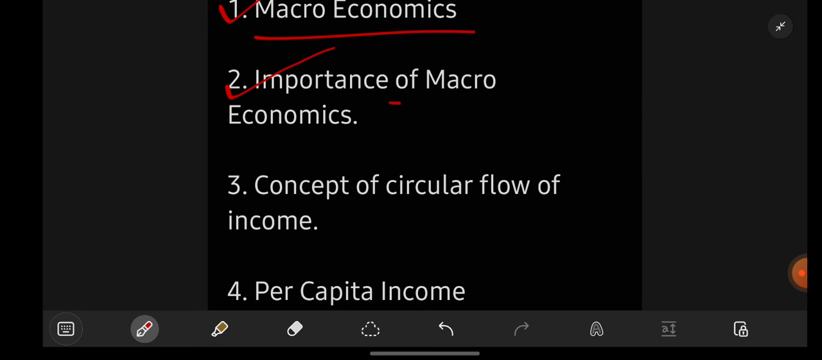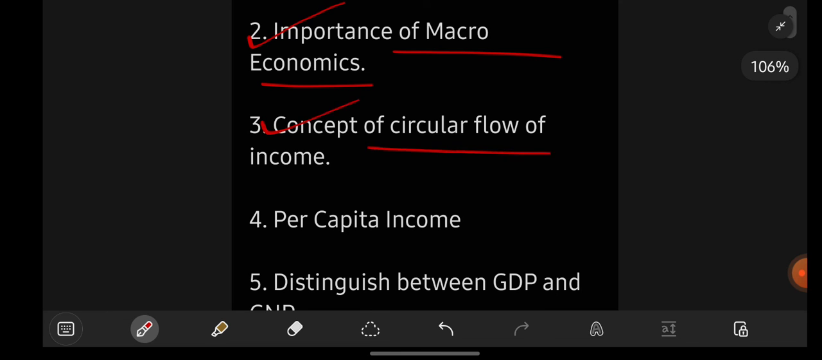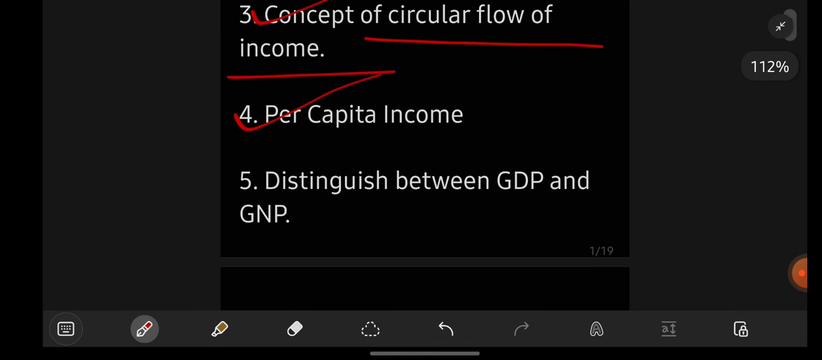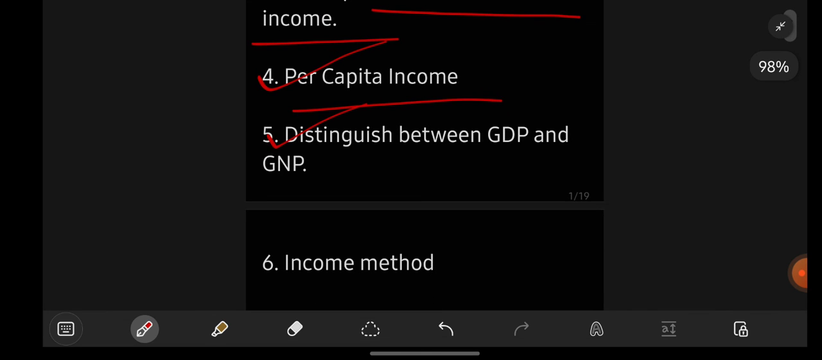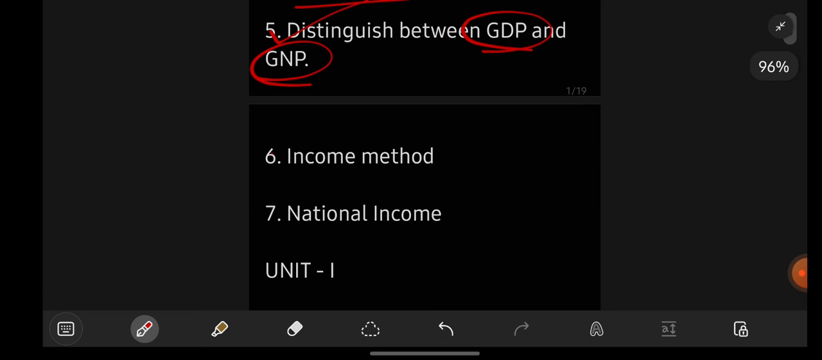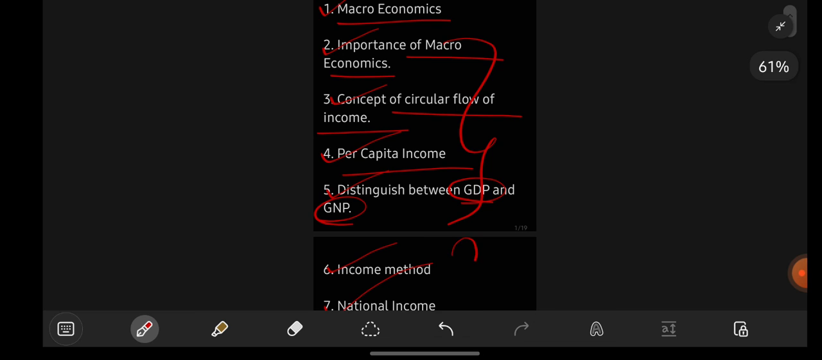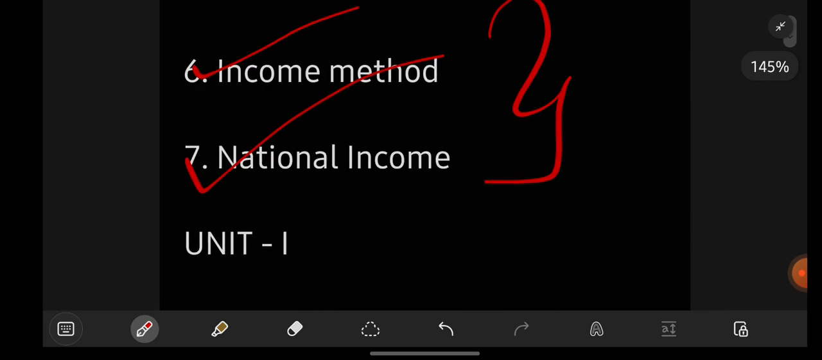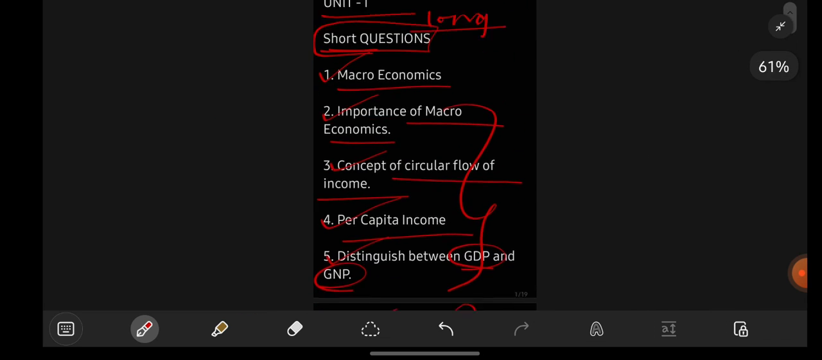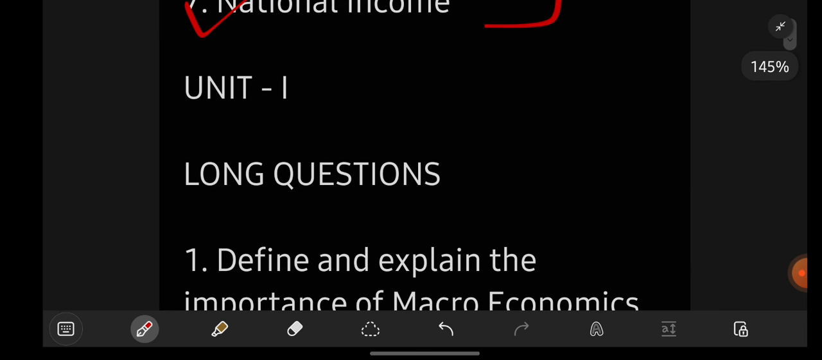Okay, importance of macroeconomics, concept of circular flow of income, per capita income, and differences between GDP and GNP, income method, national income. So these are the 7 important questions from the unit number 1. These are the short questions. So if you are perfect with these 7 questions, definitely whatever the question they might ask you in part A from unit number 1, you will be able to write.